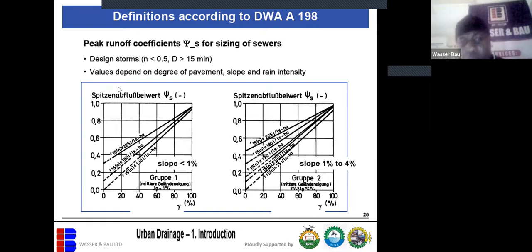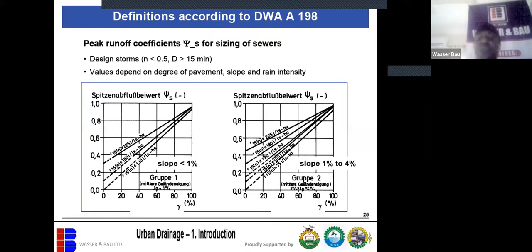So for the design storm, we use a frequency of 0.5. You say 1 over 0.5, that will be 2 years. So the return period of 0.5 means 2 years. What it means is that every 2 years, the probability of this rain occurring is half, or 0.5. It means it will occur once every year.